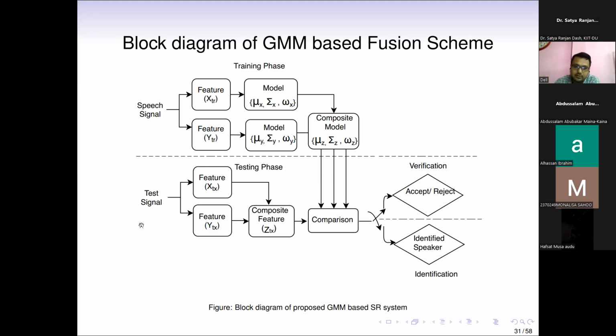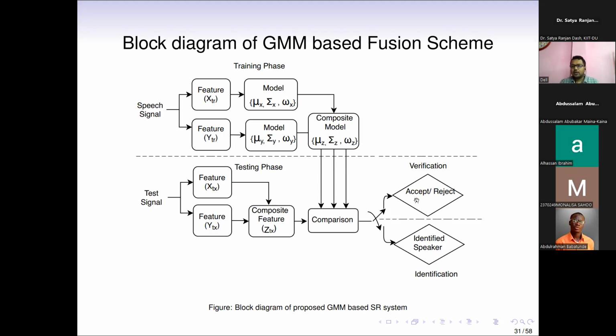Now, in the testing phase, whenever a signal is coming, this is feature XTR, same technique we are using. Feature YTX, same technique we are using. And we are doing a composite feature. That composite feature is also using the padding process, not the concatenation, such that the dimension of the feature will not be increased. Now, after this, the comparison will be taking place between the composite feature set and the composite model. After the comparison, if it is an identification task, the speaker is identified. If it is a verification task, the speaker will be accepted or rejected. Okay, this is the basic idea.